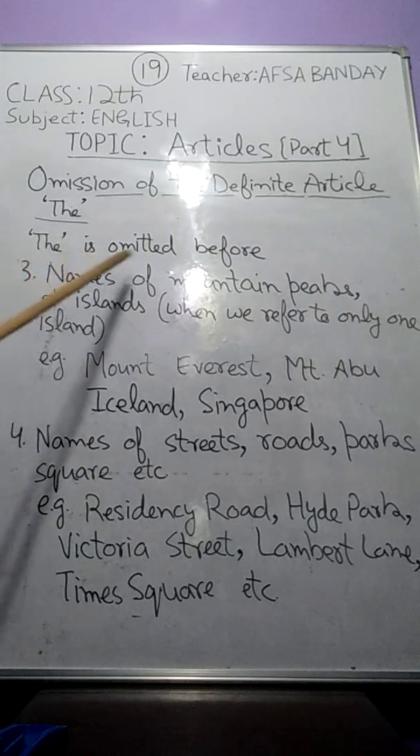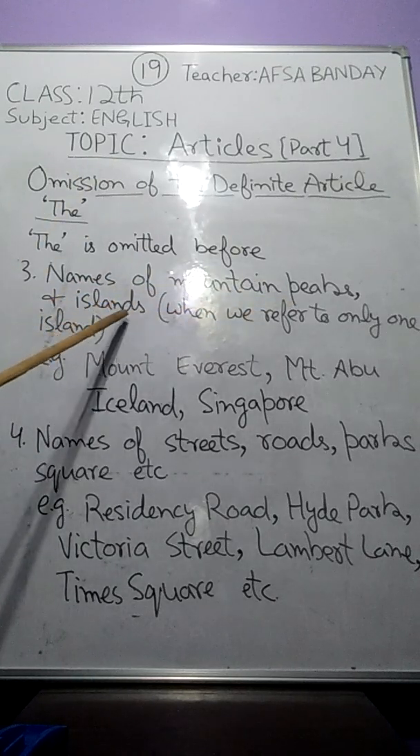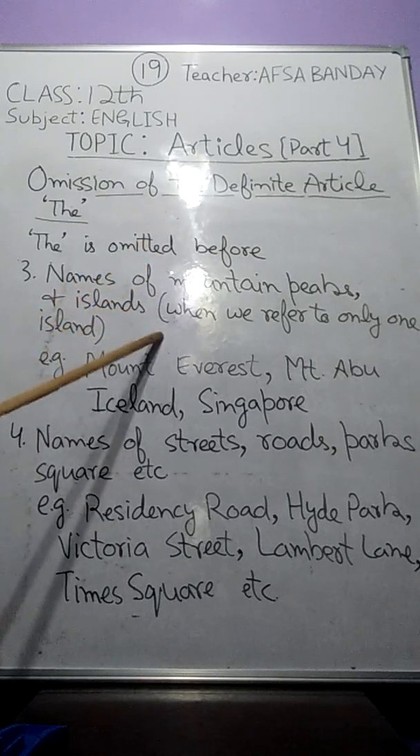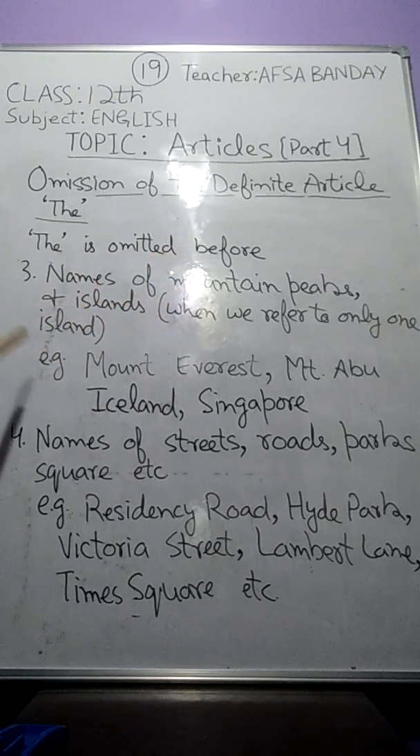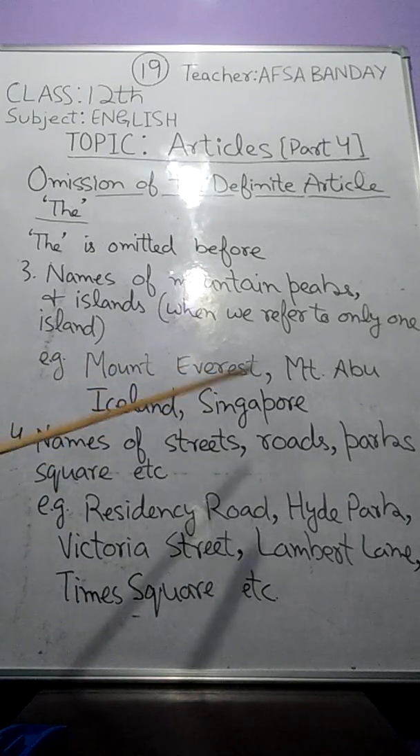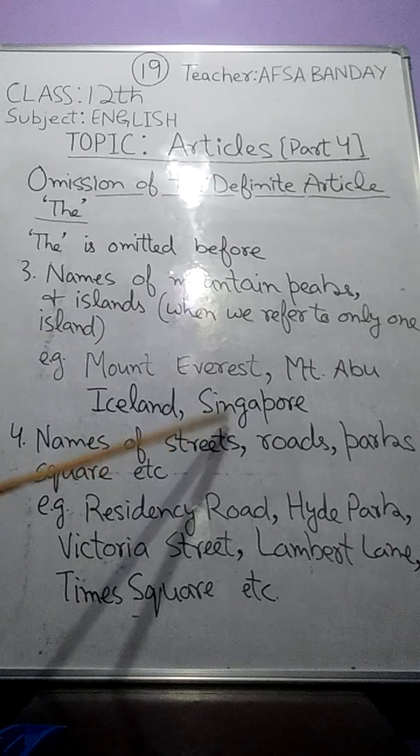Number 3: "the" is omitted before names of mountain peaks and islands, when we refer to just one island or just one mountain. For example, we say Mount Everest. No doubt it is the only mountain peak of its kind, but still we don't use "the" before it. We say just Mount Everest is the highest peak in the world. Similarly, we say Mount Abu, or for islands, Iceland, Singapore.